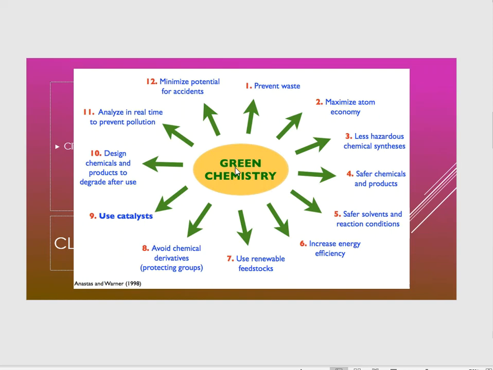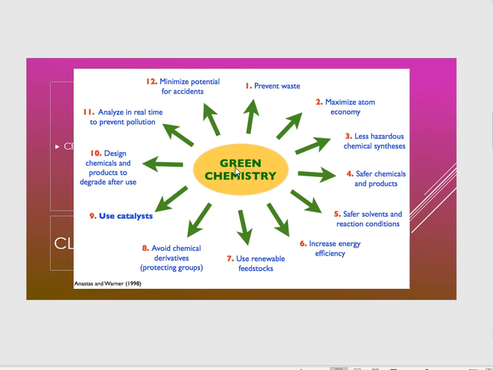And that really goes into number 4 as well, safer chemicals and products, as well as number 5, safer solvents and reaction conditions. All of that goes hand in hand. It's just telling you, good for you as a worker, good for the solvents because they're not as hazardous, safer products in the very end as far as cleanup goes. It's safer all the way around.